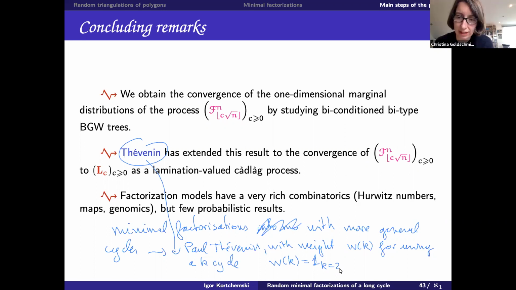There's a question from Victor Miller in the chat. Does this have any generalizations to other Coxeter groups?